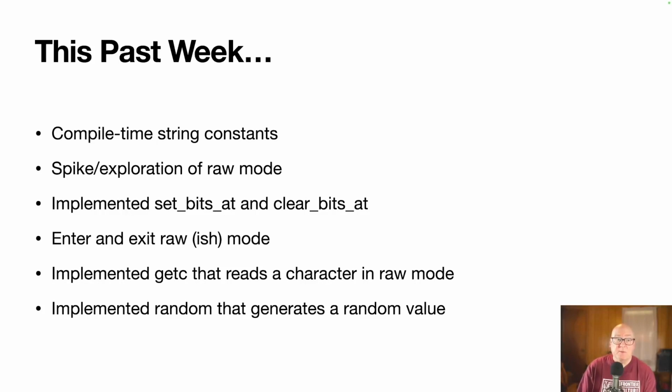So this last week we did the last bit of our compiler, which was compile time string constants. We also started researching how to do input. We want to do character at a time input, like raw mode in Unix, so we did some exploration to figure out what we need to do to set that up. We needed a couple of routines, set bits at and clear bits at, and we need to enter and exit raw mode. And then finally we could implement getc, which returns a character in raw mode.